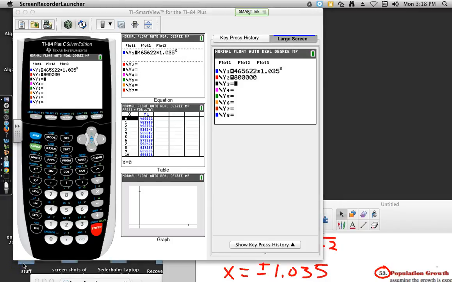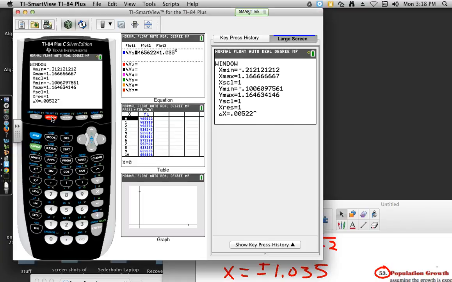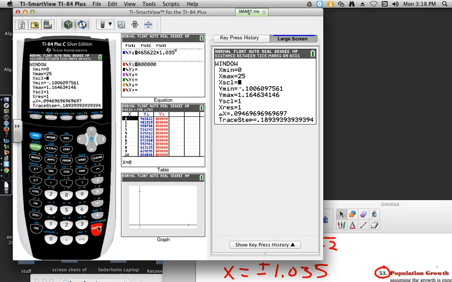You can see that I went ahead and entered our equation, 465,622 times 1.035 to the x. And we wanted to see when that was 800,000. So pretty obviously we're going to have to change our window here. It was in years, so maybe I'll use 25 years to start off with, 0 to 25. And then my y min, I'll do 0, and we want 800,000, so maybe I'll go with 1 million. And graph.